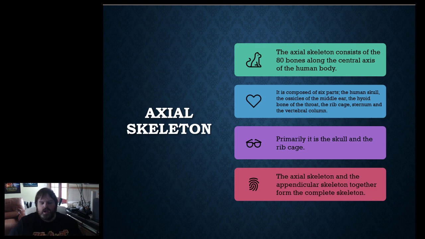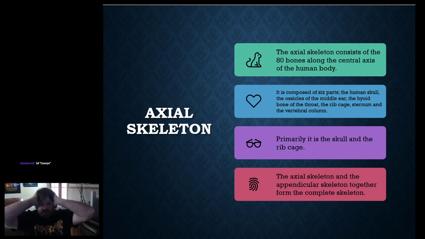Now, on the topic of the axial skeleton. The axial skeleton is the 80 bones along the central axis of the human body. It's got 6 parts: the human skull, the ossicles of the middle ear, the hyoid bone of the throat, the rib cage, sternum, and the vertebral column.